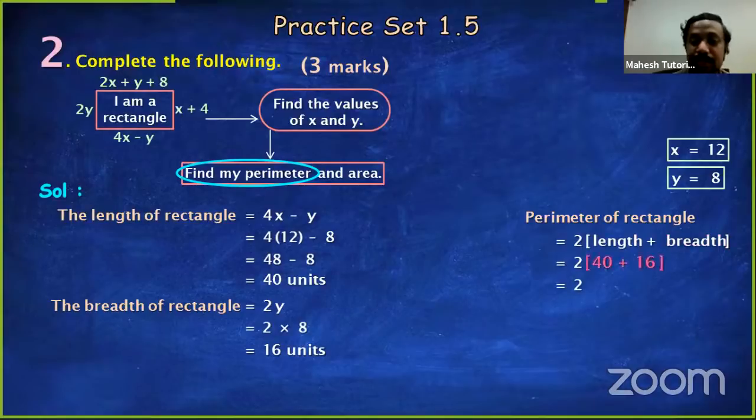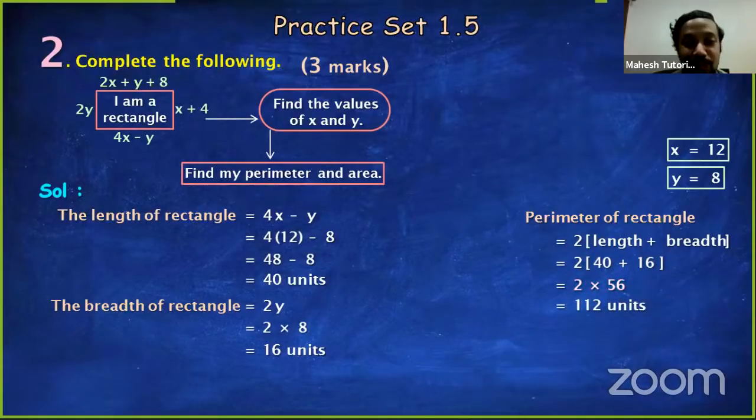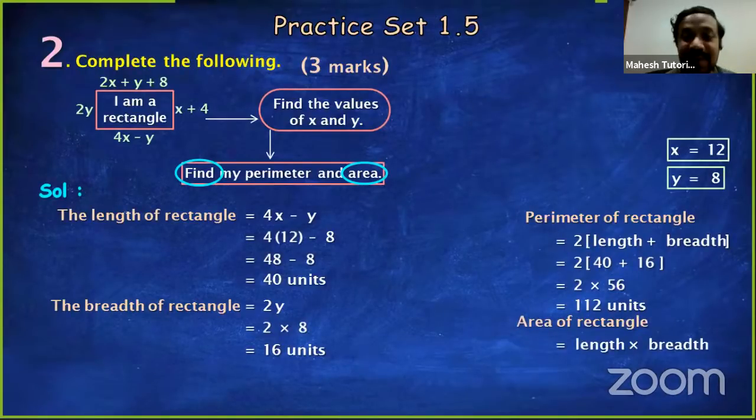Keeping 2 as it is, 40 plus 16 will give how much? 56. So 2 into 56 will give us how much, students? Very good, 112 units. So we have got the perimeter of the rectangle as 112 units. Now, what is the other thing that the question is asking us to find, students? Area. Now we know that the area of a rectangle, the formula is what? Area of a rectangle is equal to length into breadth.